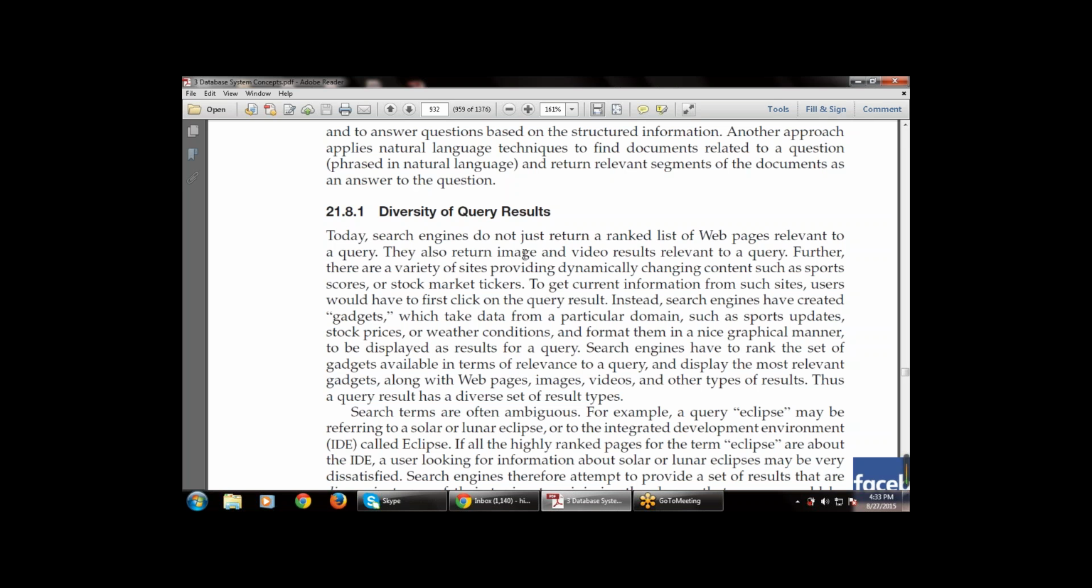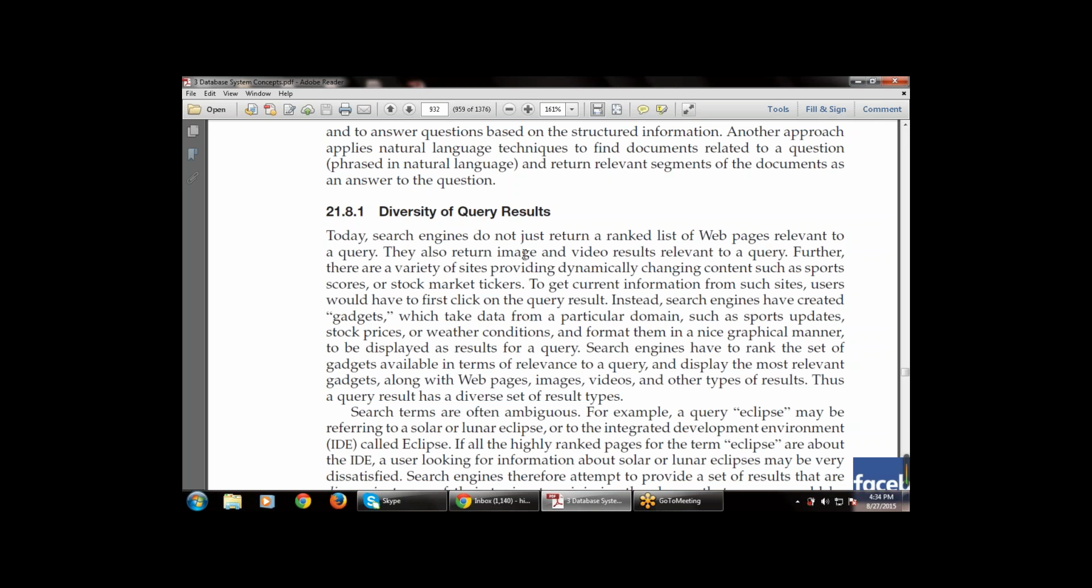Further, there are a variety of sites that provide dynamically changing content such as sports scores or stock market tickers. To get the current information from such sites, the user would first have to click on the query result. Instead, search engines have created gadgets. Search engines now create gadgets which take information from a particular domain, such as sports updates, stock prices or weather conditions, and format it in a nice graphical manner.